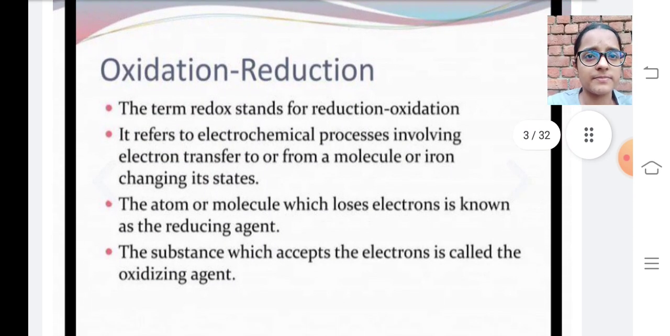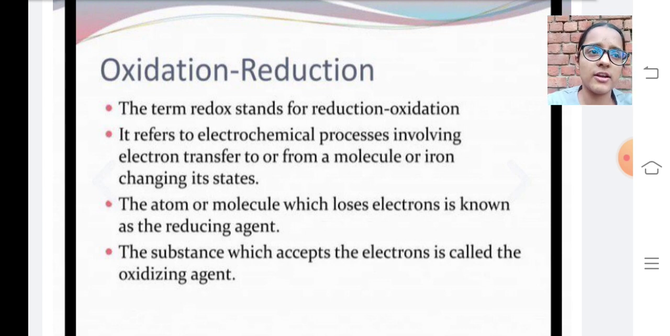Oxidation reduction. The term redox stands for reduction plus oxidation. It refers to electrochemical processes involving electron transfer to or from a molecule or ion, changing its oxidation state. The atom or molecule which loses electrons is known as the reducing agent. The substance which accepts the electron is called the oxidizing agent.